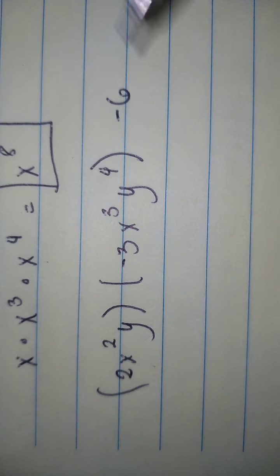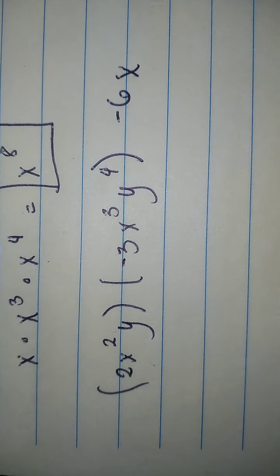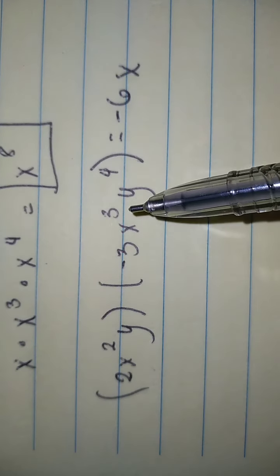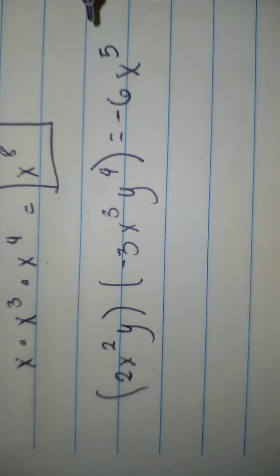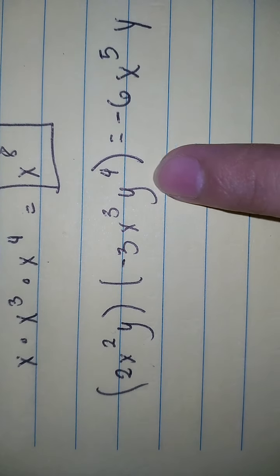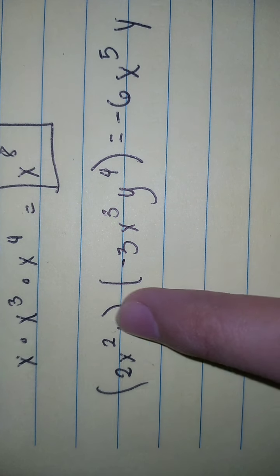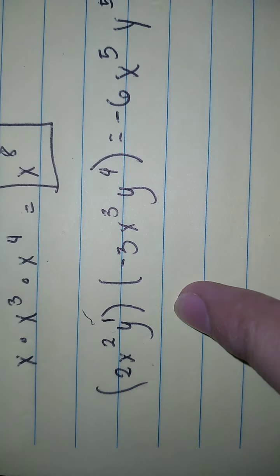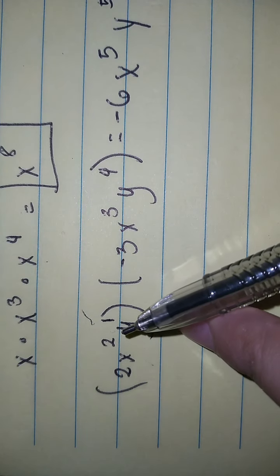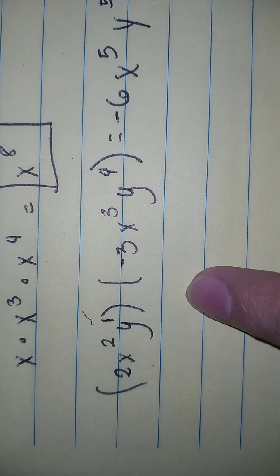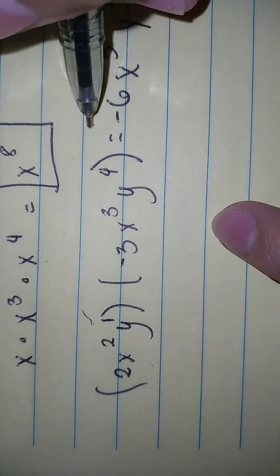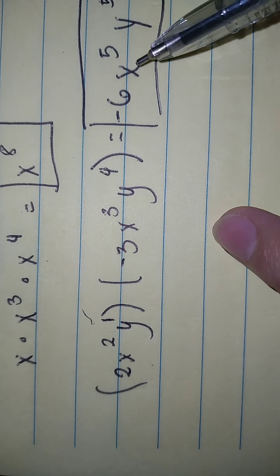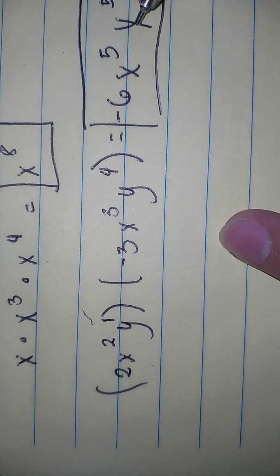Let's start with the x. 2 plus 3 is equal to 5. Then y: there is always an imaginary 1 here, so 4 plus 1 is equal to 5. Therefore, the answer is negative 6 x raised to the power of 5 y raised to the power of 5.